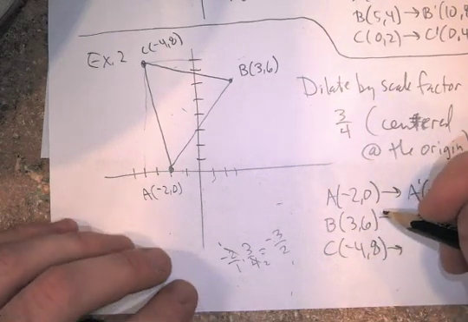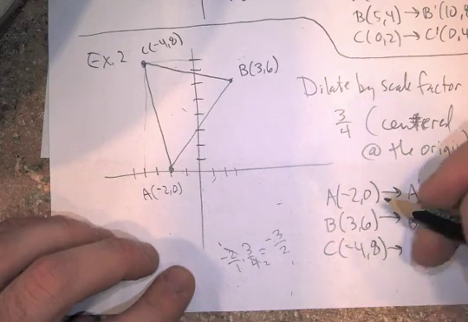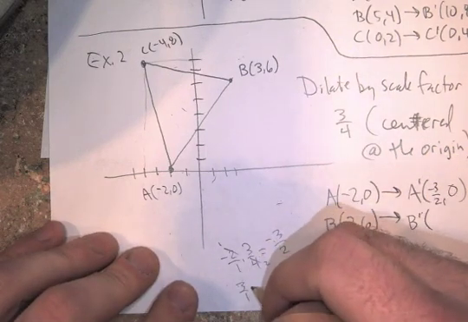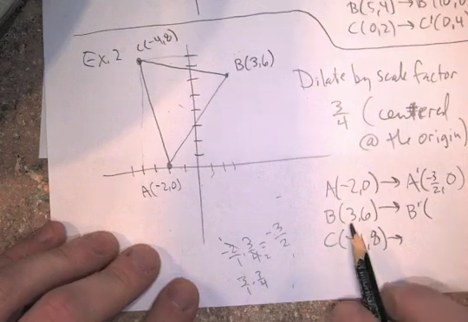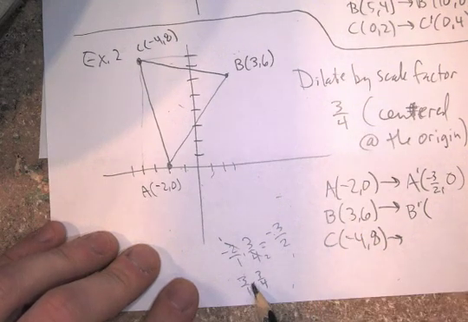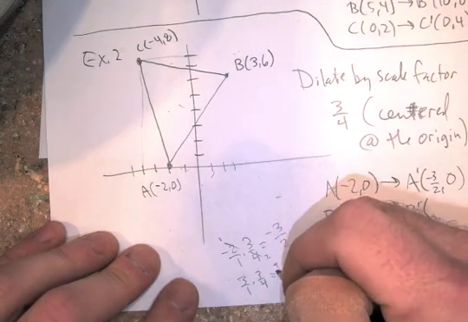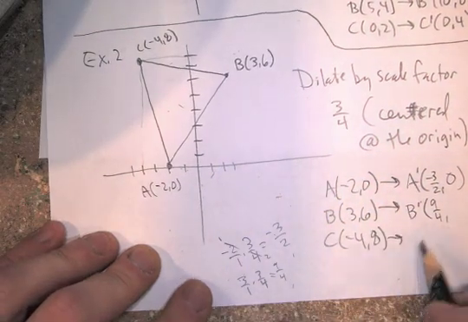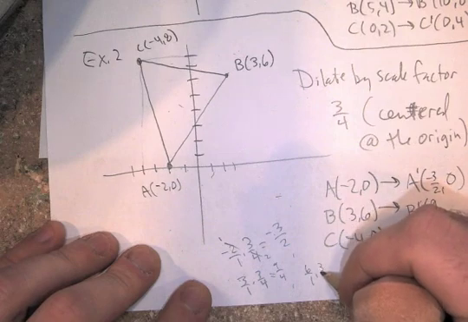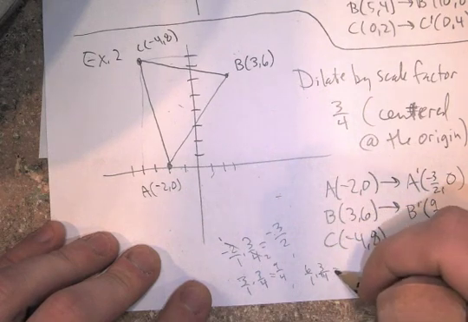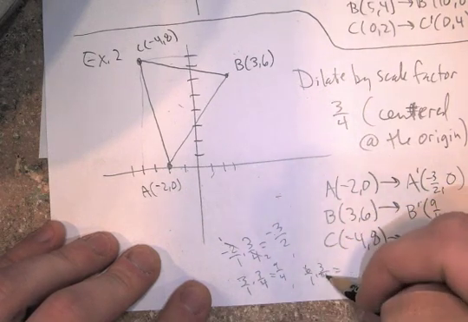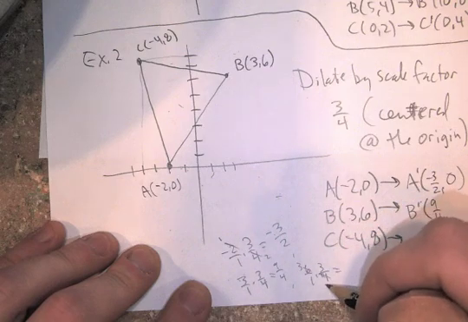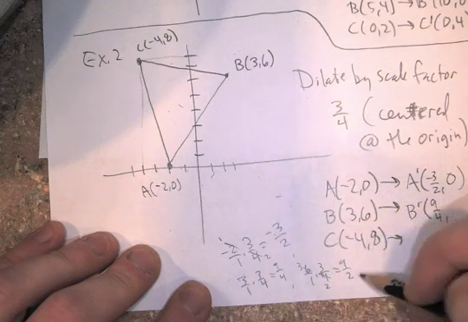3, 6, again, if you can't do that in your head, because that's a little tricky, 3 over 1 times 3/4. Just taking this number here and multiplying it by 3/4. 9 over 4. Okay, and then for 6, 6 over 1 times 3 over 4. I mean, you can reduce that down a little bit. 3 and 2, we're looking at 9 over 2.